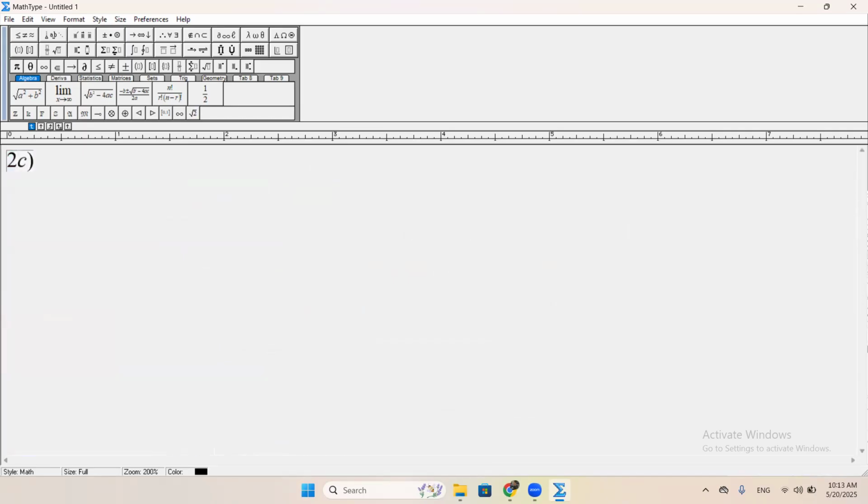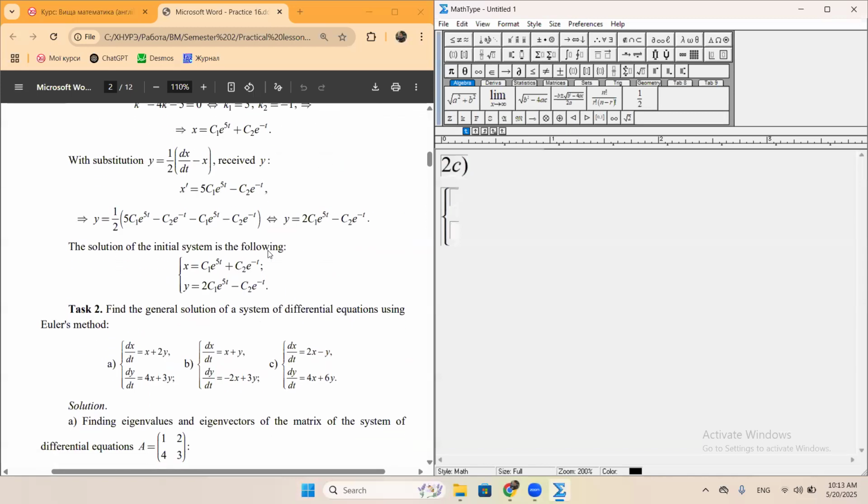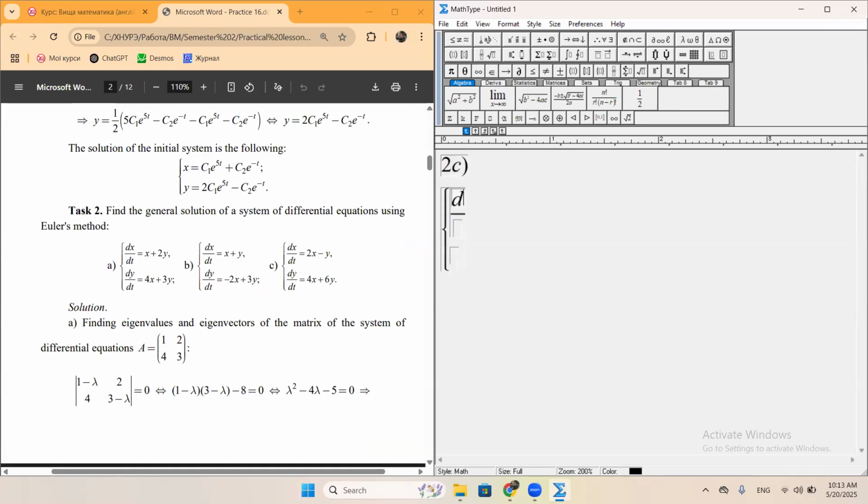Let's solve 2C. So writing down the system: dx by dt equals 2x minus y, and dy by dt equals 4x plus 6y. So writing down the matrix: 2, minus 1, 4 and 6.